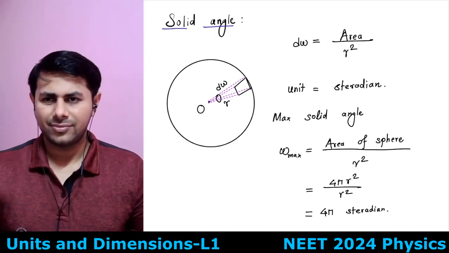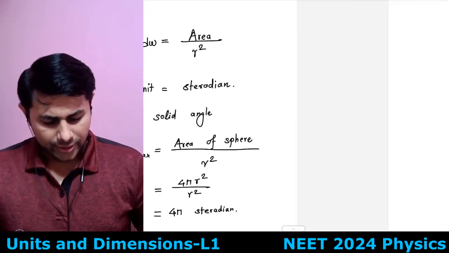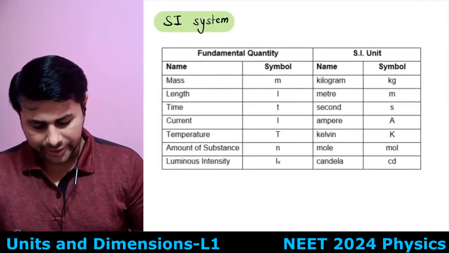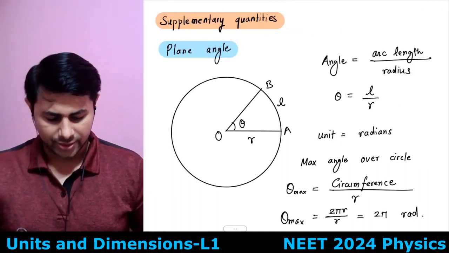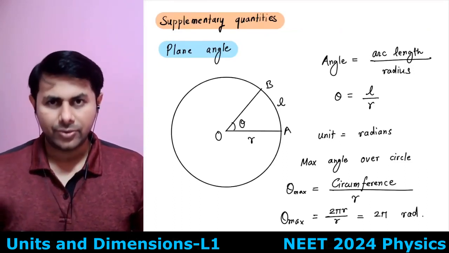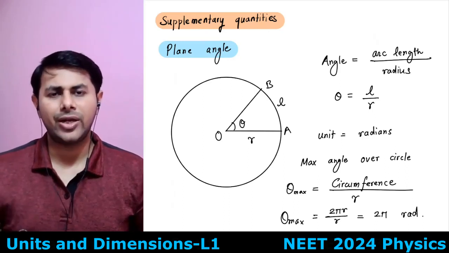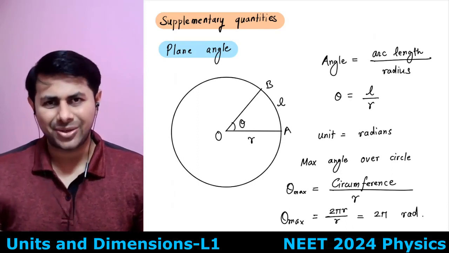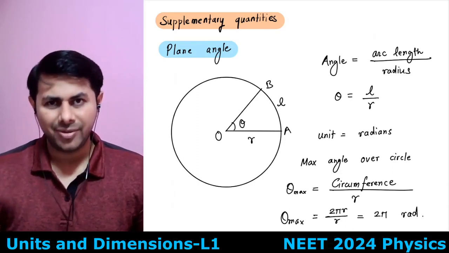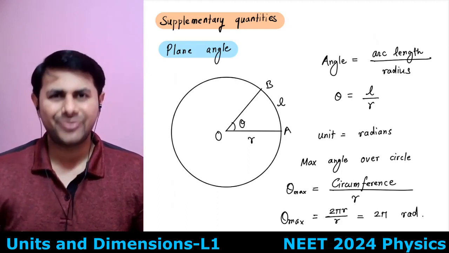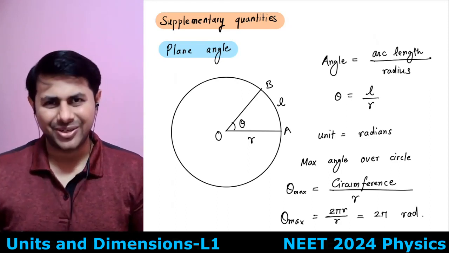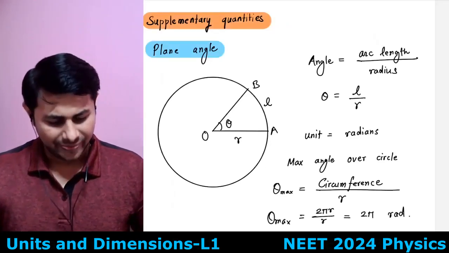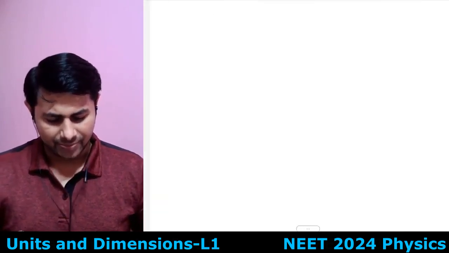No, sir. Okay, so next, as I said, these are the fundamental quantities. We have 7 fundamental quantities and 2 supplementary quantities. If we know the units of these quantities, then we can find out the units of all other physical quantities. There are thousands of other physical quantities and we can find out units of all of them, provided that we know the formula which connects those physical quantities and these fundamental quantities, and we know the units of fundamental quantities. All right, so let's see some examples.